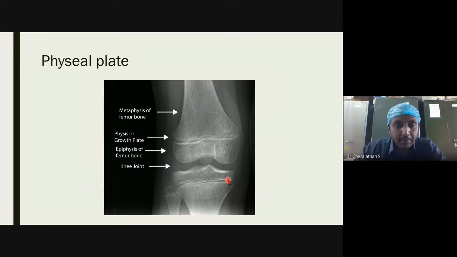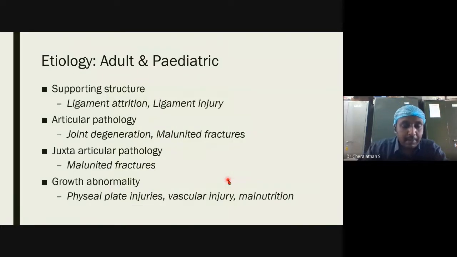Is it clear now? So if you go one slide back, this can happen with physeal plate injuries, or there can be vascular injury to that particular physis. If you all remember the genicular arteries, we have the medial branches and the lateral branches. Suppose there is some disturbance in the blood supply from the lateral genicular vessels. The lateral part of the physis will have a stunted growth, whereas the medial part will continue to grow, and you will get a valgus deformity.